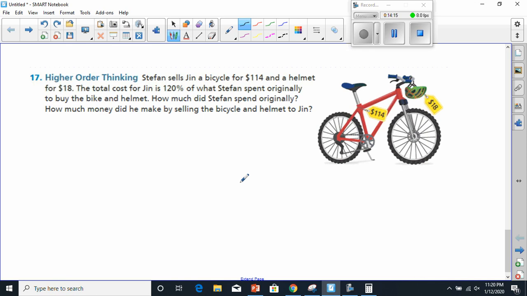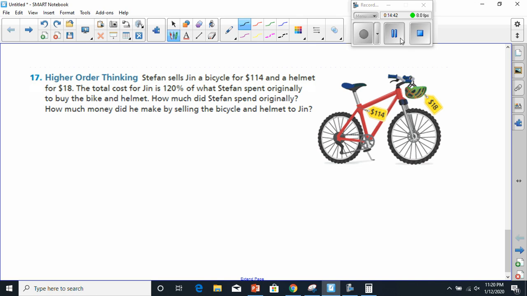Stefan sells Jen a bicycle for $114 and a helmet for $18. Okay. The total cost for Jen is 120% of what Stefan spent originally to buy the bike and the helmet. How much did Stefan spend originally? How much money did he make by selling the bicycle and the helmet to Jen?